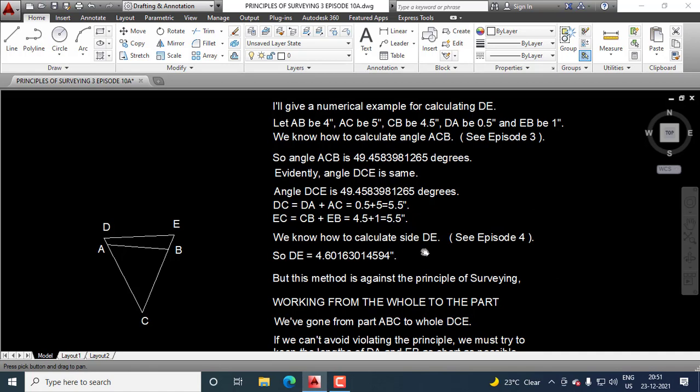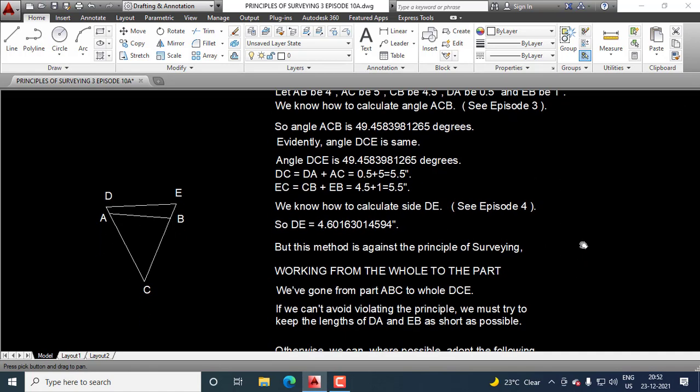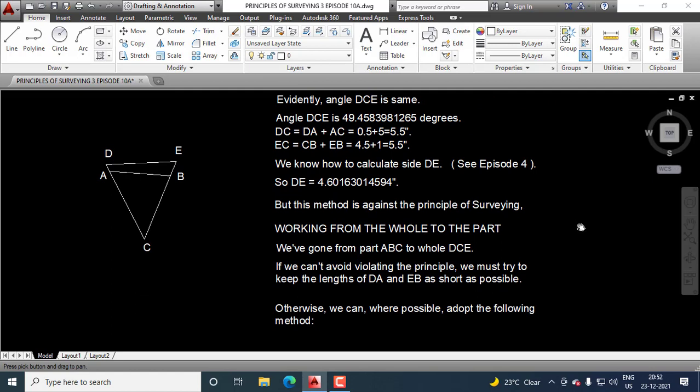We know how to calculate side DE. See episode 4. So DE is equal to 4.601630.14594 inches. But this method is against the principle of surveying.